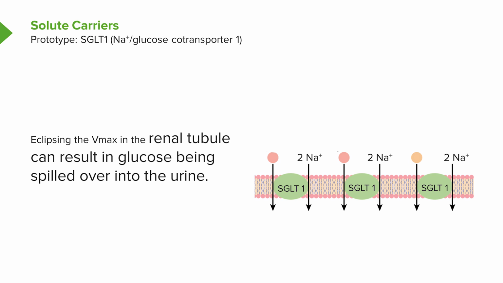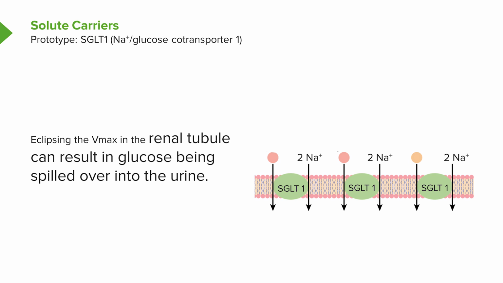There are other SGLT1s in the body besides those that are located in the GI tract. One of them is located in the renal tubule, and this allows us to reabsorb glucose so we don't lose it out of the body. And so in this case, we're moving glucose from the tubule lumen space in through the renal cell into the blood. And in this case, we really want to make sure we don't lose glucose out of the body. So it's a very important transporter.